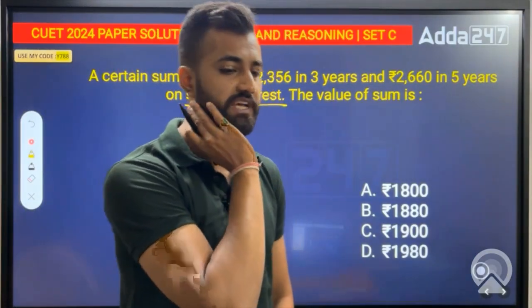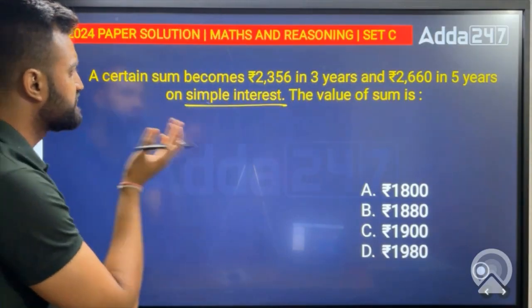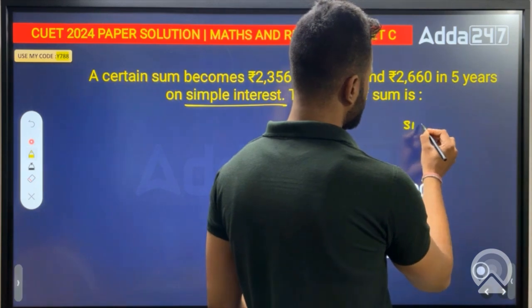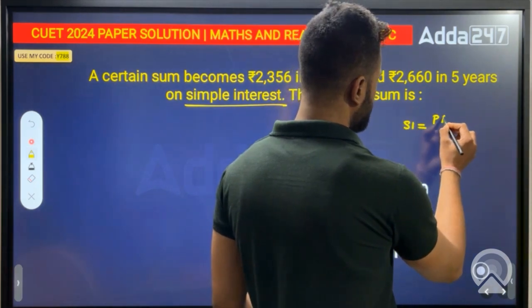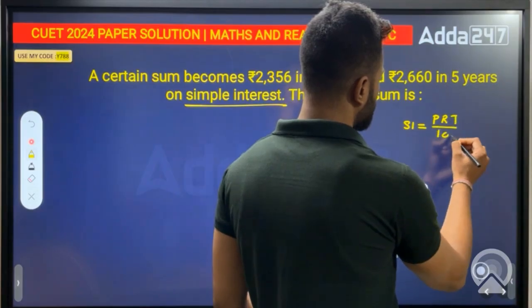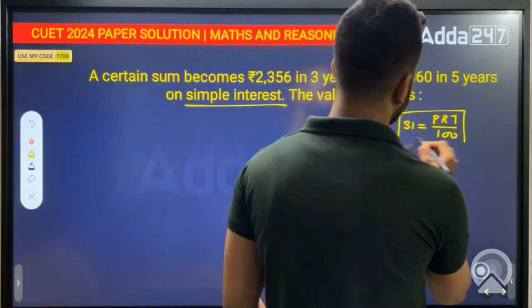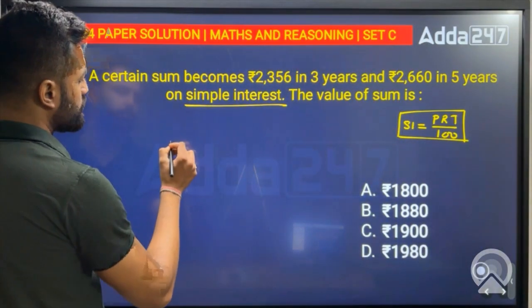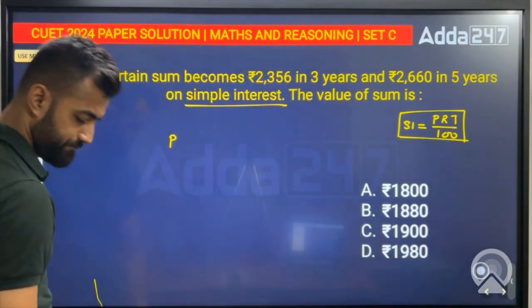What is the principal they are asking us to find? Generally for simple interest, we have a formula. Simple interest is PRT divided by 100. Now, here the situation is given something like this. Suppose there is a sum P. I don't know what the sum is. I have to find this P.